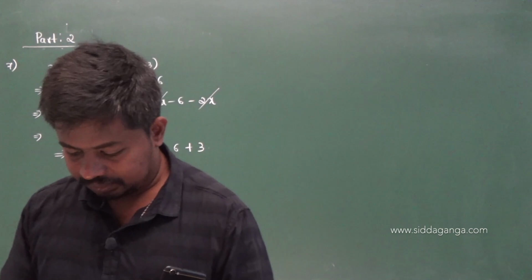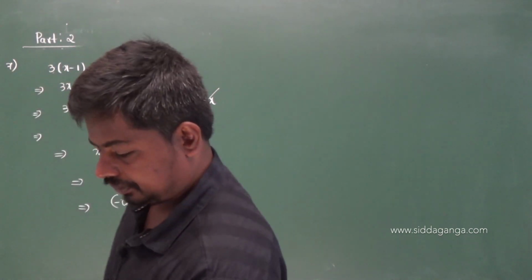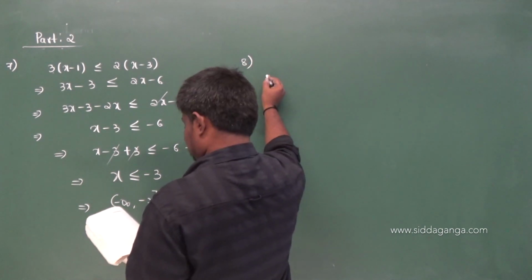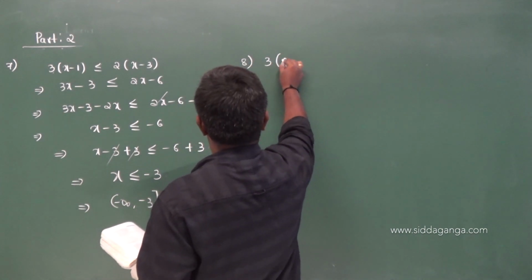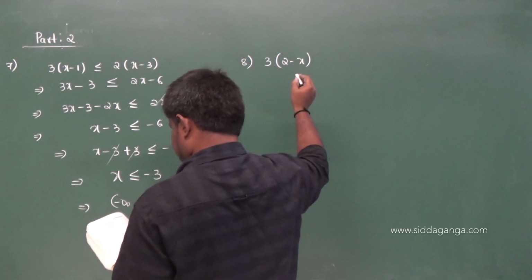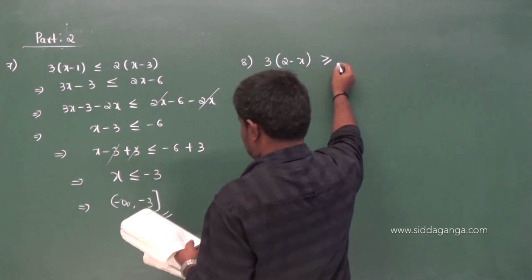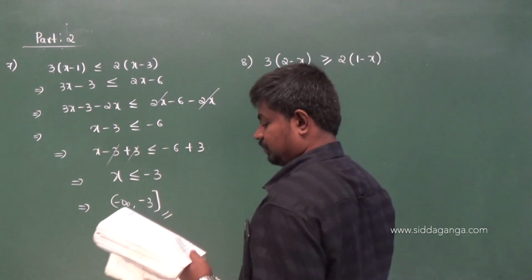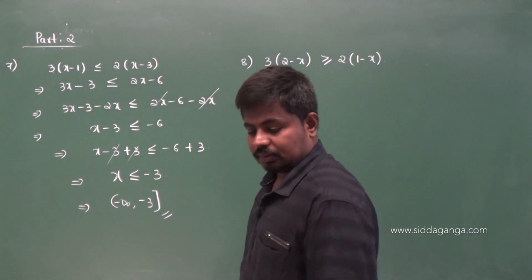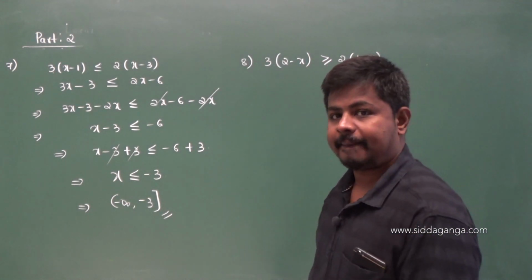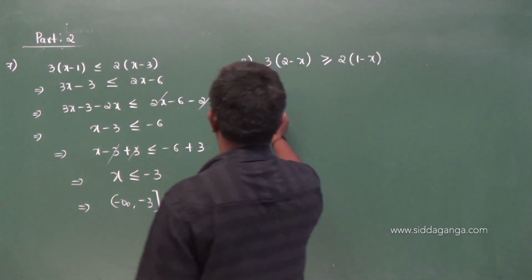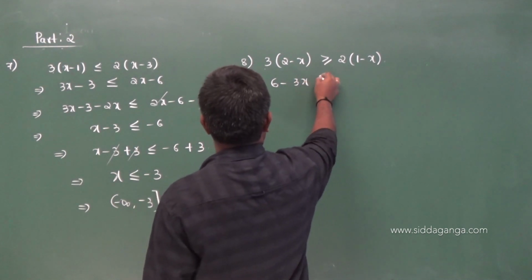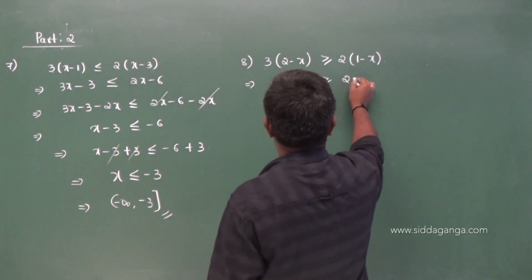Okay, now let's move to the eighth question, that is 3 into 2 minus x is greater than or equal to 2 times 1 minus x. Same as before, 3 2s are 6 minus 3x is greater than or equal to 2 minus 2x.